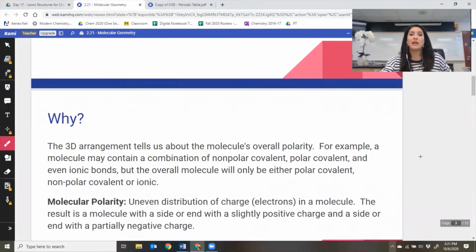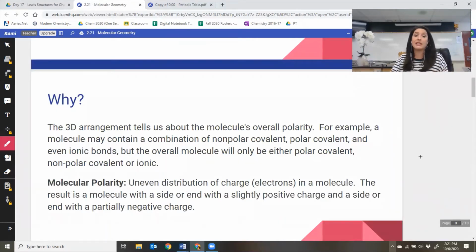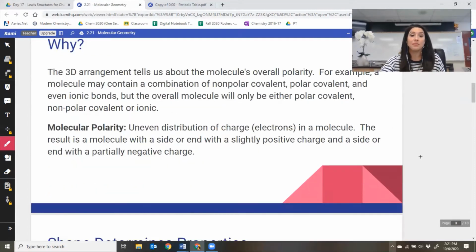So remember that molecular polarity, right? The idea that a molecule may have uneven distribution of charge. A molecular polarity is uneven distribution of charge, that is to say electrons in a molecule. And so the result is that you will have a molecule with one side or end that is slightly positive or one side or end that is slightly negative. And this causes various interactions to occur on either the positive or negative side.